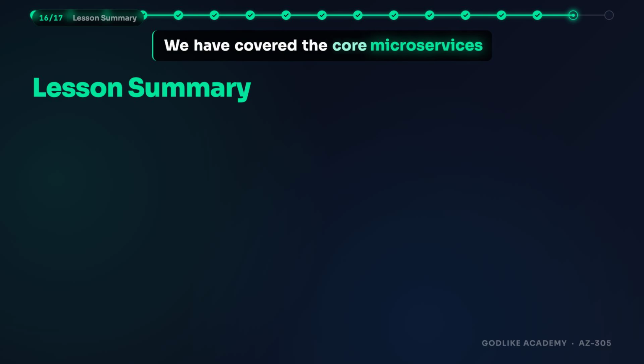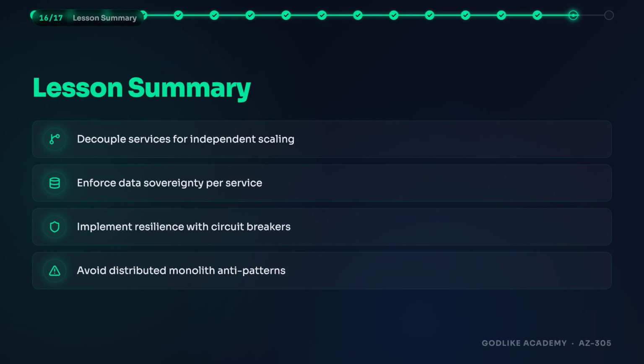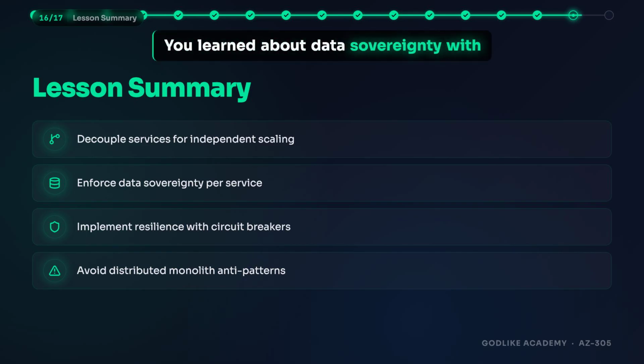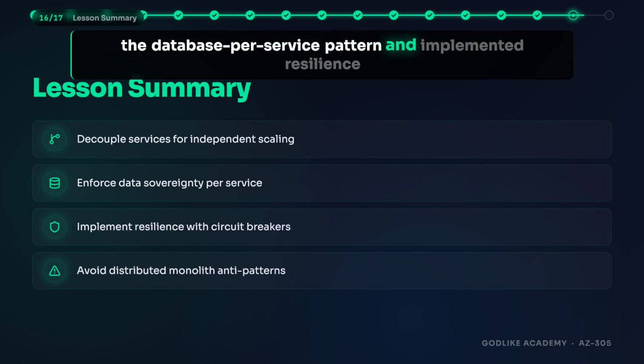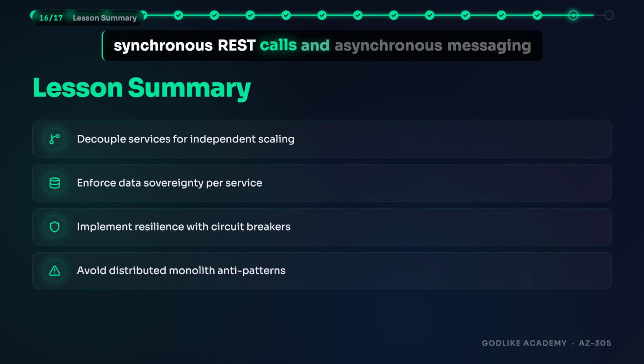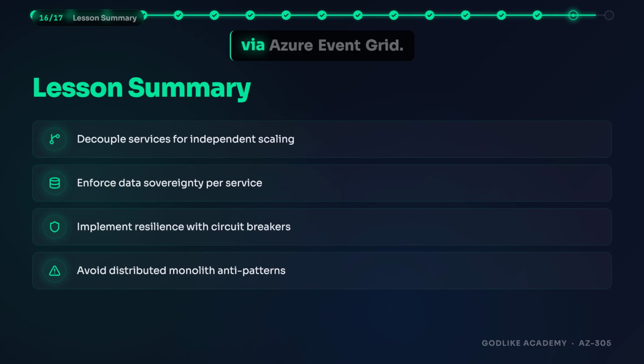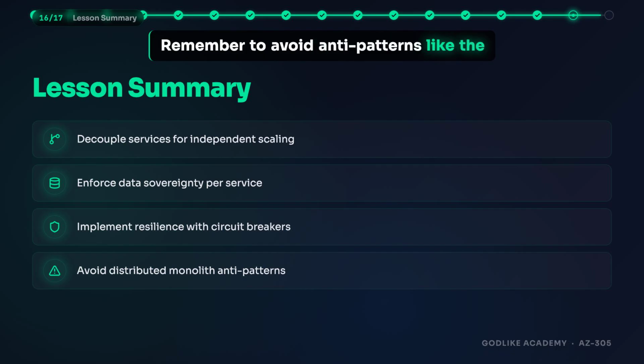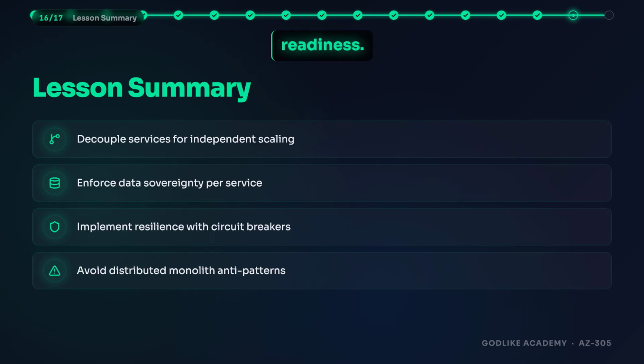We have covered the core microservices patterns and their practical benefits for cloud deployments. You learned about data sovereignty with the database per service pattern and implemented resilience using timeouts, circuit breakers, and event retries. We also explored the trade-offs between synchronous REST calls and asynchronous messaging via Azure Event Grid. Remember to avoid anti-patterns like the distributed monolith and focus on decoupling for long-term architectural success and exam readiness.